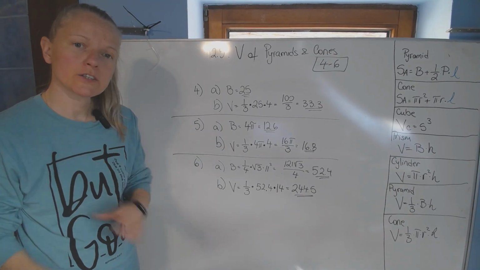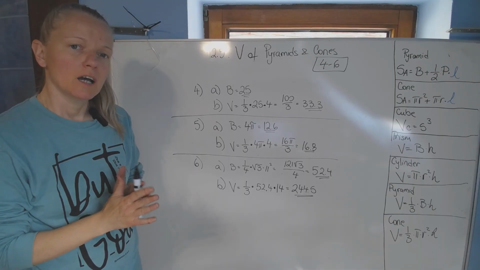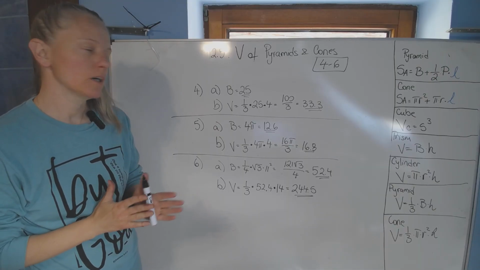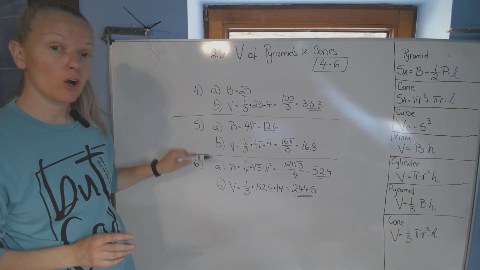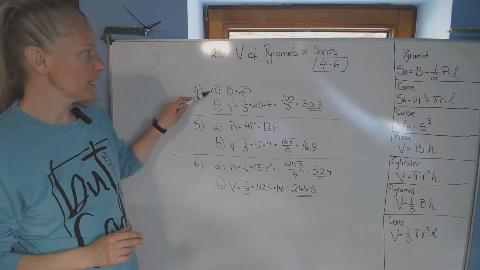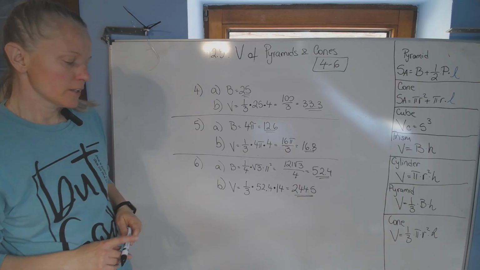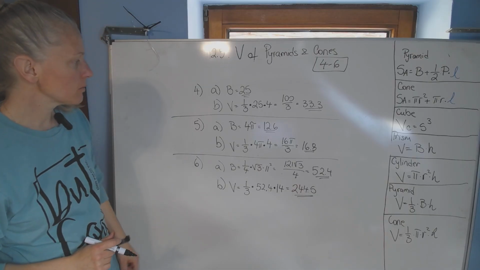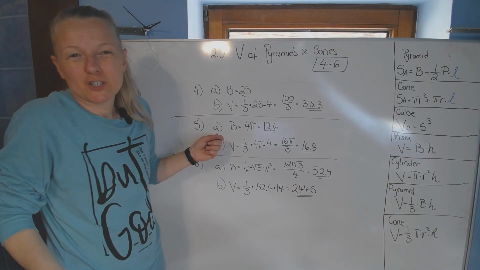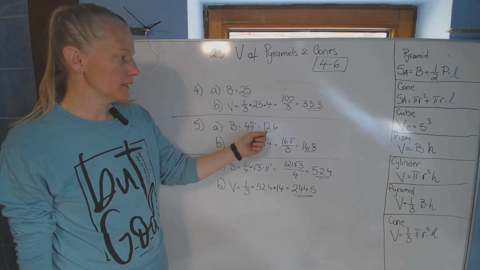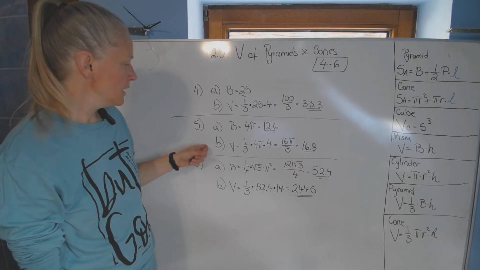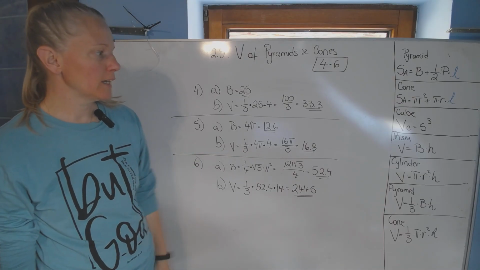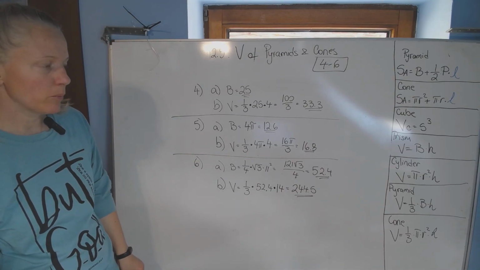Okay, here are your answers for 4, 5, and 6. 4 was easy. Your base was a square. I hope you did A and B, all of them. They wanted the area of a base and then the volume. Square, that would be 25. The volume is 100 divided by 3, which is 33.3. On 5, the area of a base is just pi r squared, either 4 pi or 12.6. The volume, you just plug it in and you get either 16 pi over 3 or 16.8.